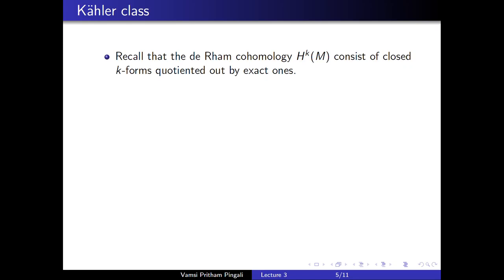However, if you take a compact manifold, if you take any closed form, up to some finite dimensional space, it's exact. Meaning if you subtract out a finite dimensional quantity from it, it becomes exact, right? So the de Rham cohomology is closed forms quotiented out by exact forms.